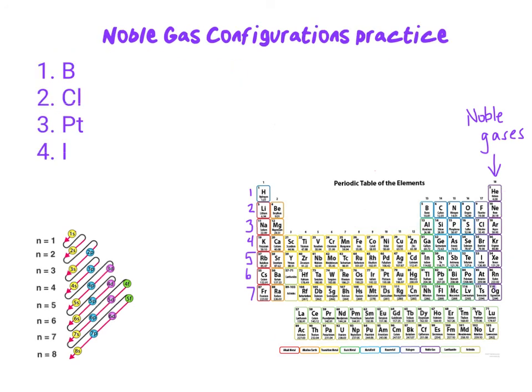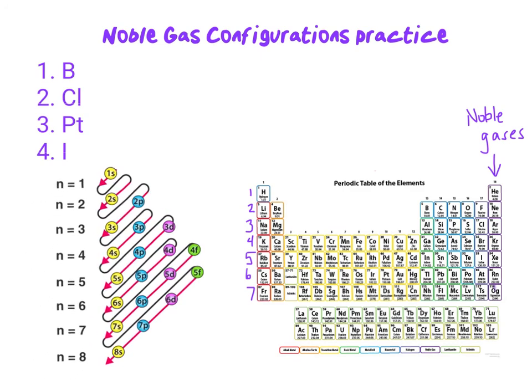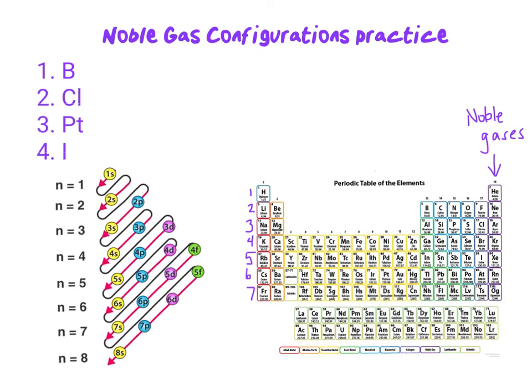Now that you have watched the video and hopefully have figured out how to write these, I want you to try these 4: boron, chlorine, platinum, and iodine. I've left the numbers of each row on this periodic table and the noble gases that are labeled here, and you still have your Aufbau principle to help you out as well.